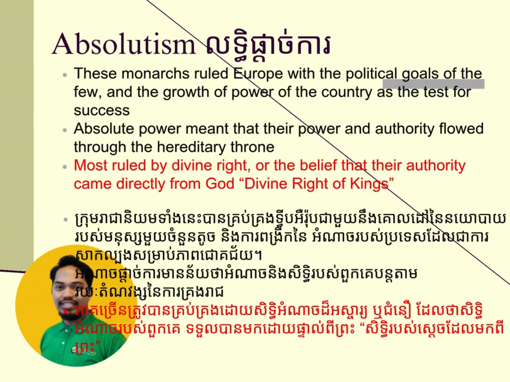These monarchs mostly ruled in Europe, and this political goal is for the growth of power and wealth of the country, and this would also help in determining the success of each nation. When you say absolute power, it means that the power and authority flowed through the hereditary throne. It's mostly ruled by divine right, or the belief that their authority came directly from God, which means divine right of kings.